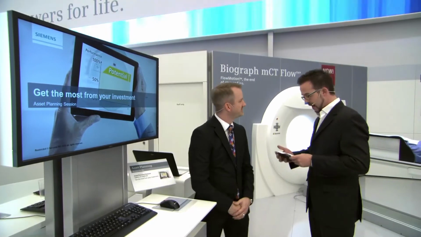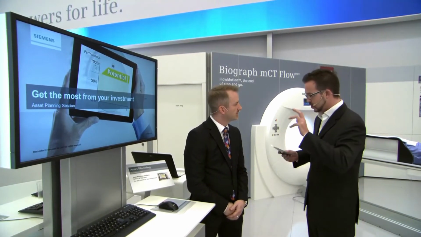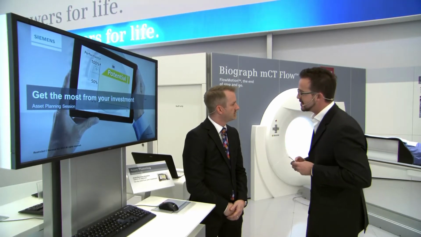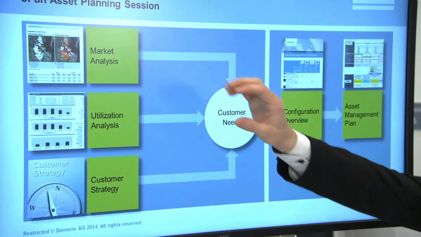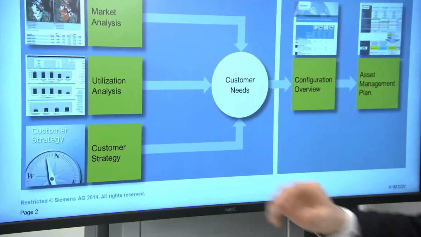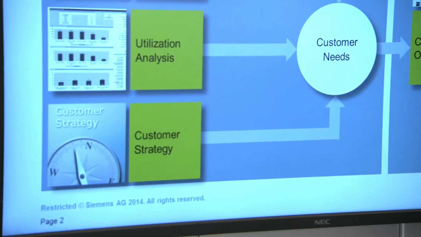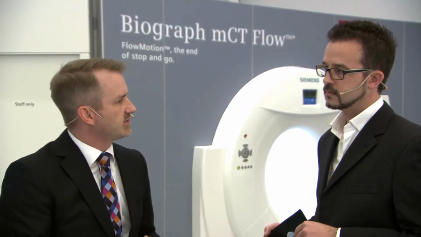Hello, Michael. Hello. Michael, what is customer development concretely, and what are you highlighting here at the ECR? Well, customer development is a group created by Siemens solely to get the most out of what customers have already purchased. We do this through various means, but the idea is to maximize the customer's assets and align them with their strategies, whether that's clinical, whether that's operational or financial. As you can see, we do an asset planning session which involves looking at their market, looking at the utilization of their systems, as well as the strategy of the customer to see if these are all in alignment. If they're not in alignment, we look at how we can maximize that, we create a plan, and we help the customer to get where they're trying to go.